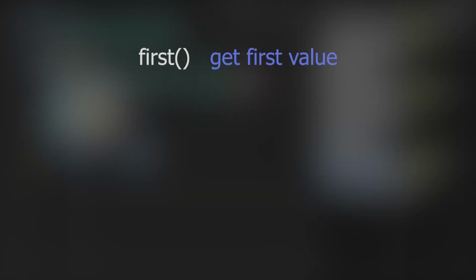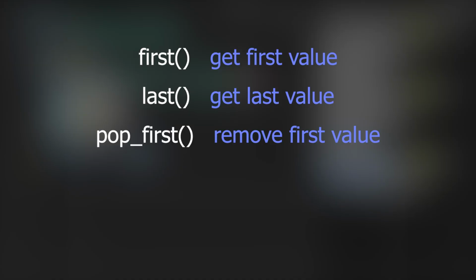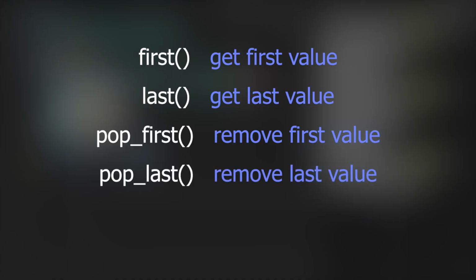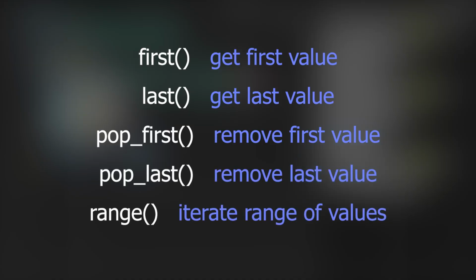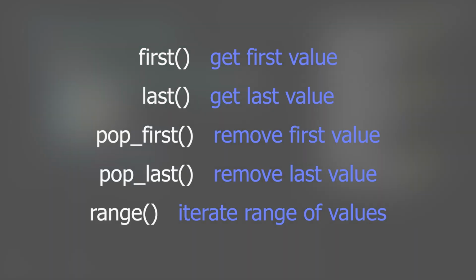So methods like first to get the first value, last to get the last value, pop first to remove the first value, pop last to remove the last value, range to iterate over a subrange of values are also present here. Basically, the rules are similar to B-tree maps, so I would highly recommend you to go and watch that video first. That leaves us with one last collection to cover, BinaryHeap.